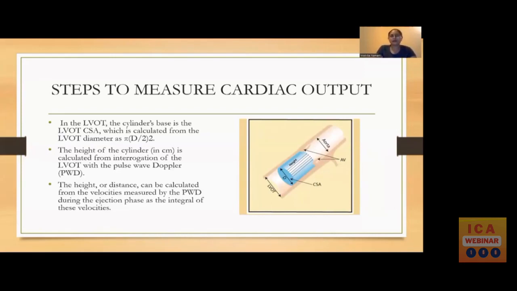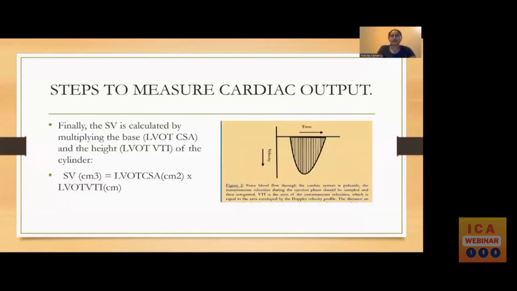The height of the cylinder in centimeters is calculated from the interrogation of the left ventricular outflow tract with a pulse wave Doppler. The height or distance can then be calculated from the velocities measured by the pulse wave Doppler during the ejection phase as the integral of these velocities. Since the blood flowing through the cardiac system is pulsatile in nature, the instantaneous velocity calculated in the ejection phase is integrated over a period of time to get a sum total, which is represented by the area under the curve of the Doppler velocity profile, and that is going to give us your VTI.